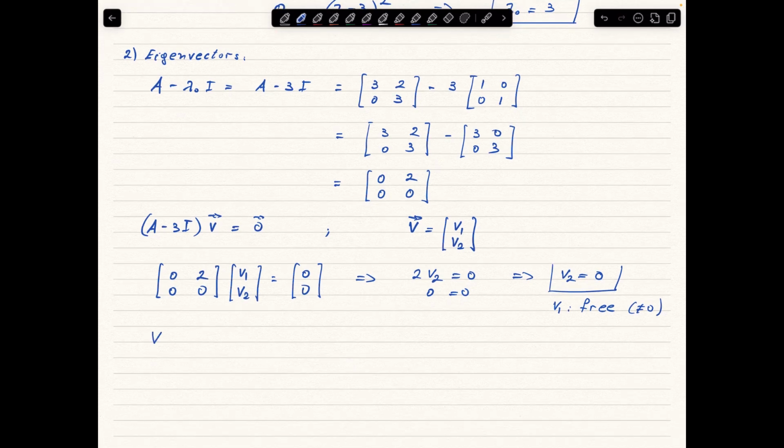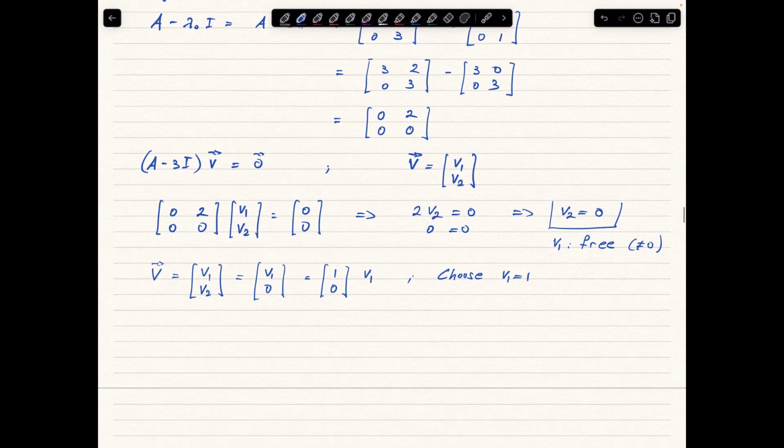So the vector v, which is v1, v2, in order to be an eigenvector, has to be v1, 0. I can pull out the common factor v1, so a nice eigenvector is 1, 0 multiplied by v1. So I'm going to choose v1 equal to 1, and here we have lambda 0 equal 3, and v0, let's call it v0, is the vector 1, 0. This is an eigenpair, eigenvalue and eigenvector, of the matrix that we have in the problem.